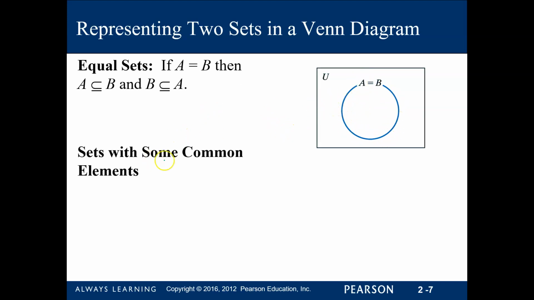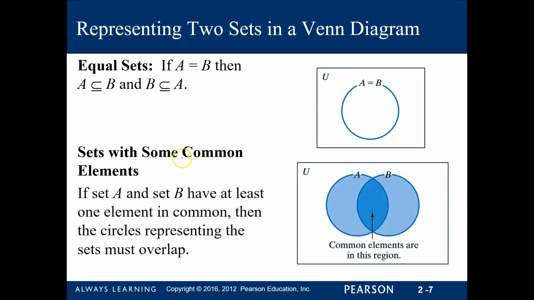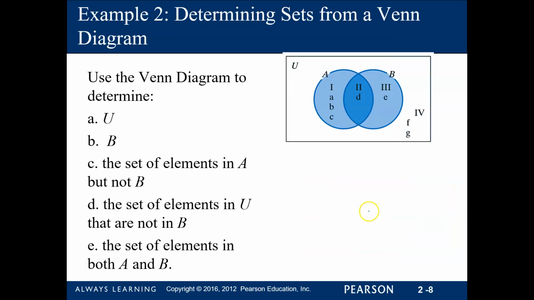Now when you have sets with some common elements, that is when you will have some overlap. Let's say we have set A and then you have set B. Anything here in this darker shade region, those are common elements, meaning the elements here are found in both A and B. So let's take a look at this example.